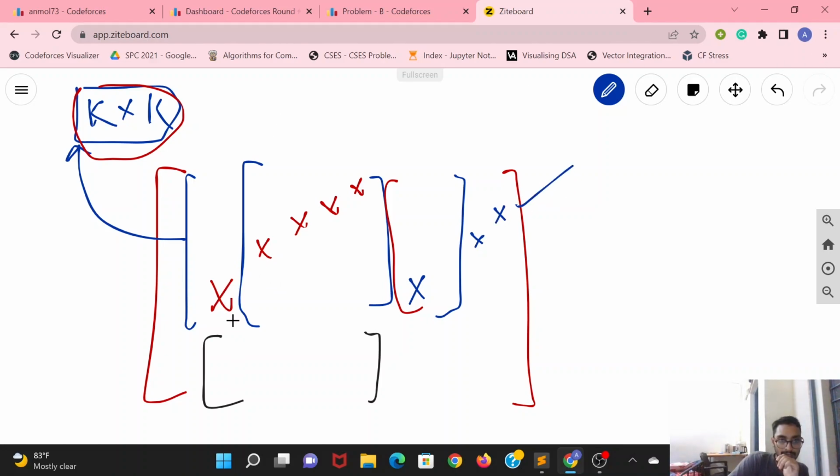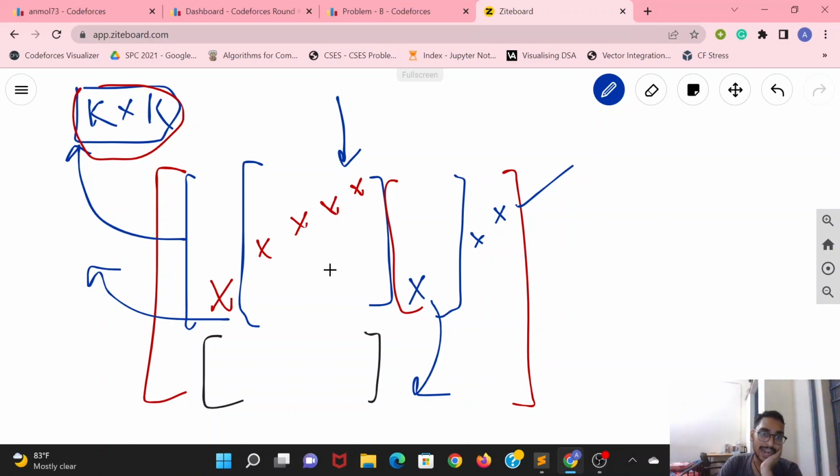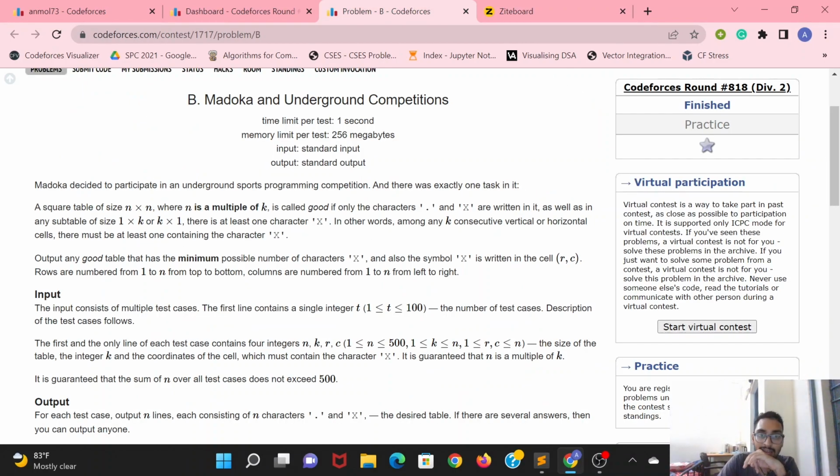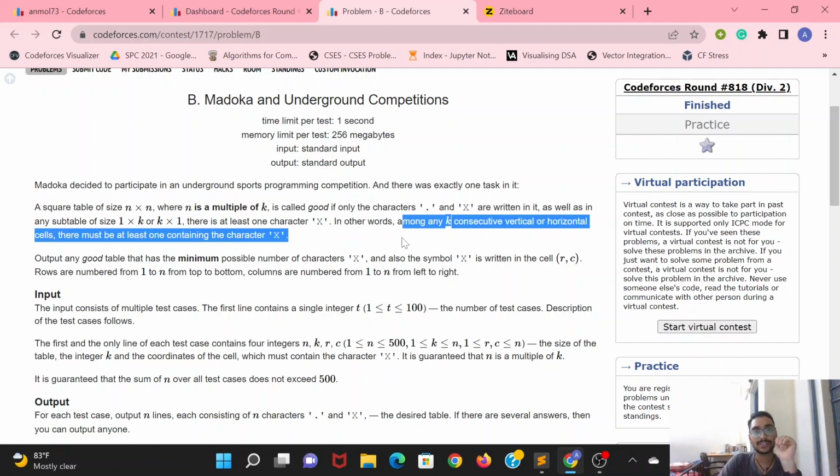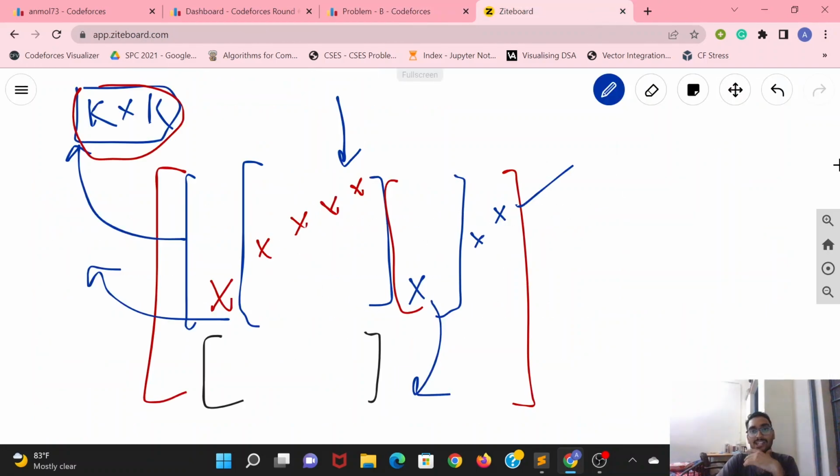Now you see, the x we are leaving outside is the x which is coming in. I mean, the position of the x relatively remains the same. So this matrix also satisfies that every row has one x and every column also has one x. And this can be done for every sub k by k matrix. So if you come up with such an arrangement, then that is always going to have this constraint true: among k consecutive cells, every 1 by k rectangle contains at least one x.